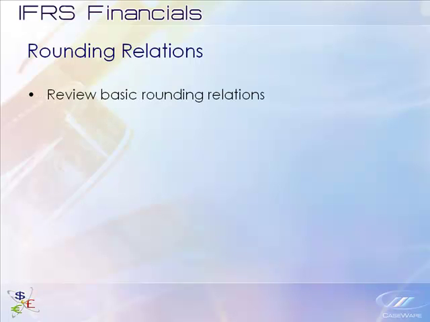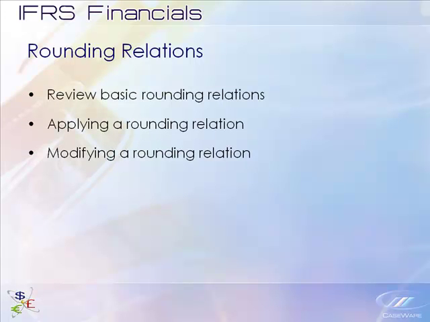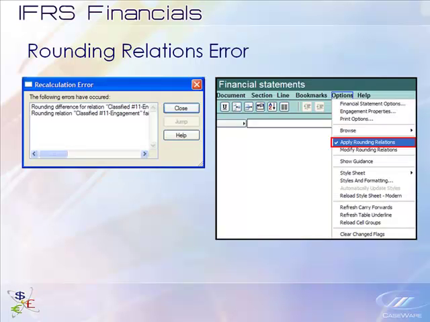This quick vid will review basic rounding relations, apply a rounding relation, modify a rounding relation, and review advanced rounding relations. Please note, rounding relations are not the same as currency rounding to thousands or millions. Rounding relations, as they pertain to this quick vid, may be necessary due to decimals in the trial balance rounding to whole numbers in the financial statements, therefore creating discrepancies between two line items that should match. Rounding relations are designed to automatically resolve these rounding issues in the financial statements.